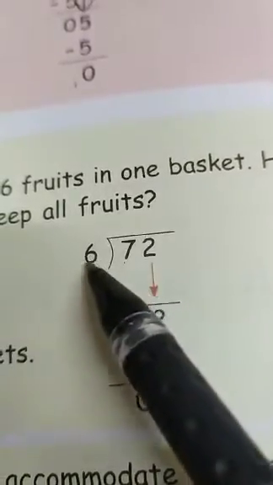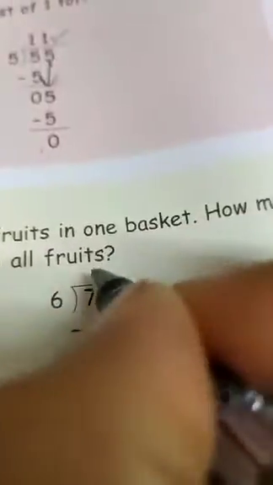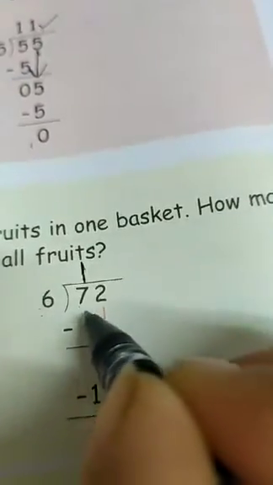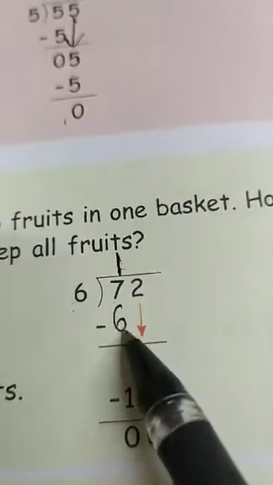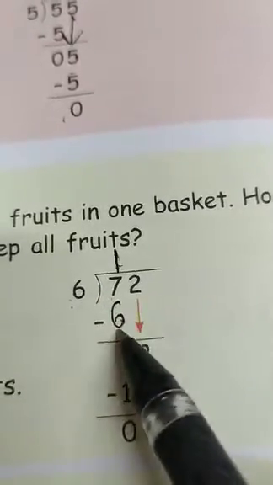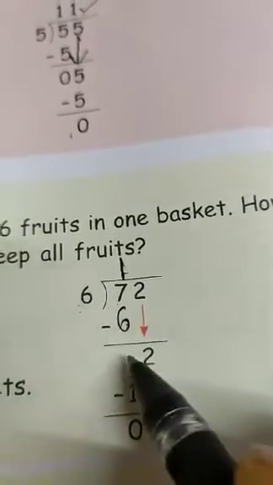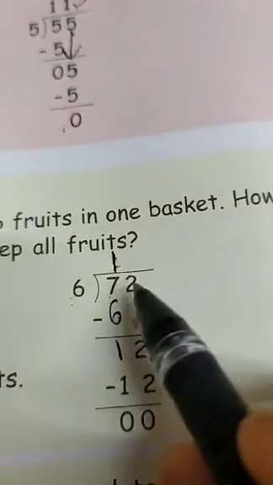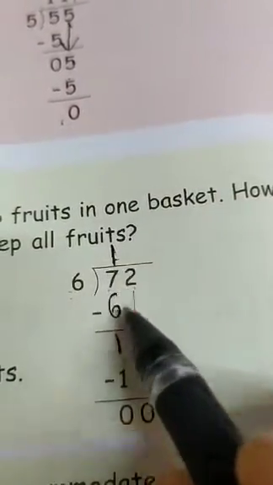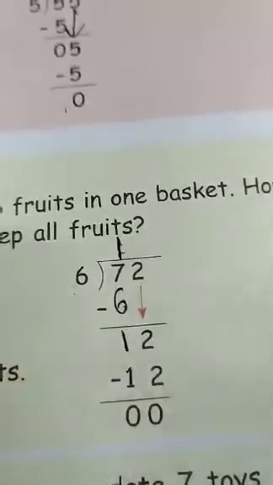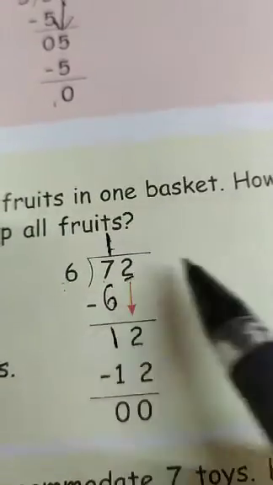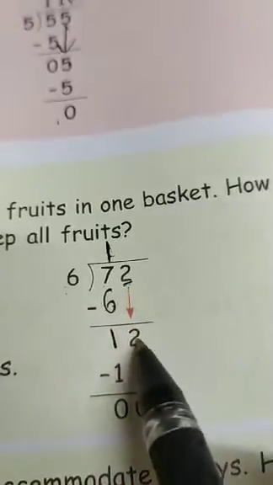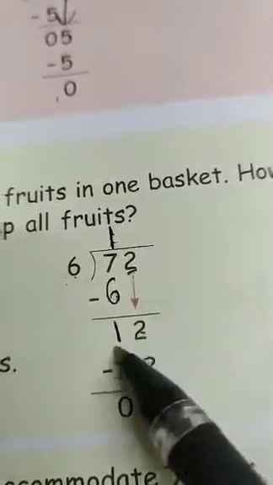So what do we have to do? 6 ones are 6. So here 1 and here 6. Yes. 6 ones are 6. So now 7 minus 6, how much? It is 1. And now this 2. Okay. This division we completed. Yes. Now which number is next? This number is remaining. So we take that number downside. Now 6. In the table of 6, 12 is there.